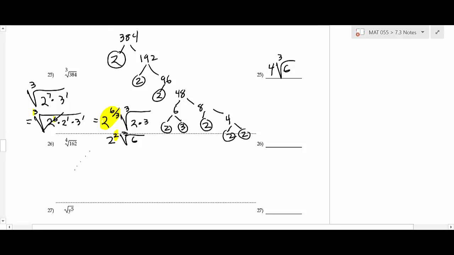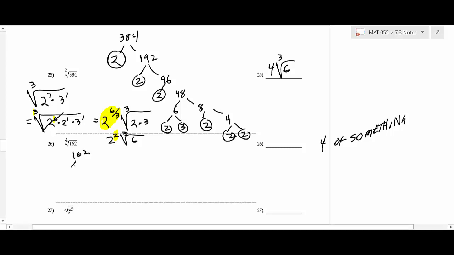All right, let's do the next one the same way. Now this time we're looking for 4 of something. How come? Because it's a 4th root. You want to make sure that when you do your factor tree, you have at least 4 of something. Do the factor tree.